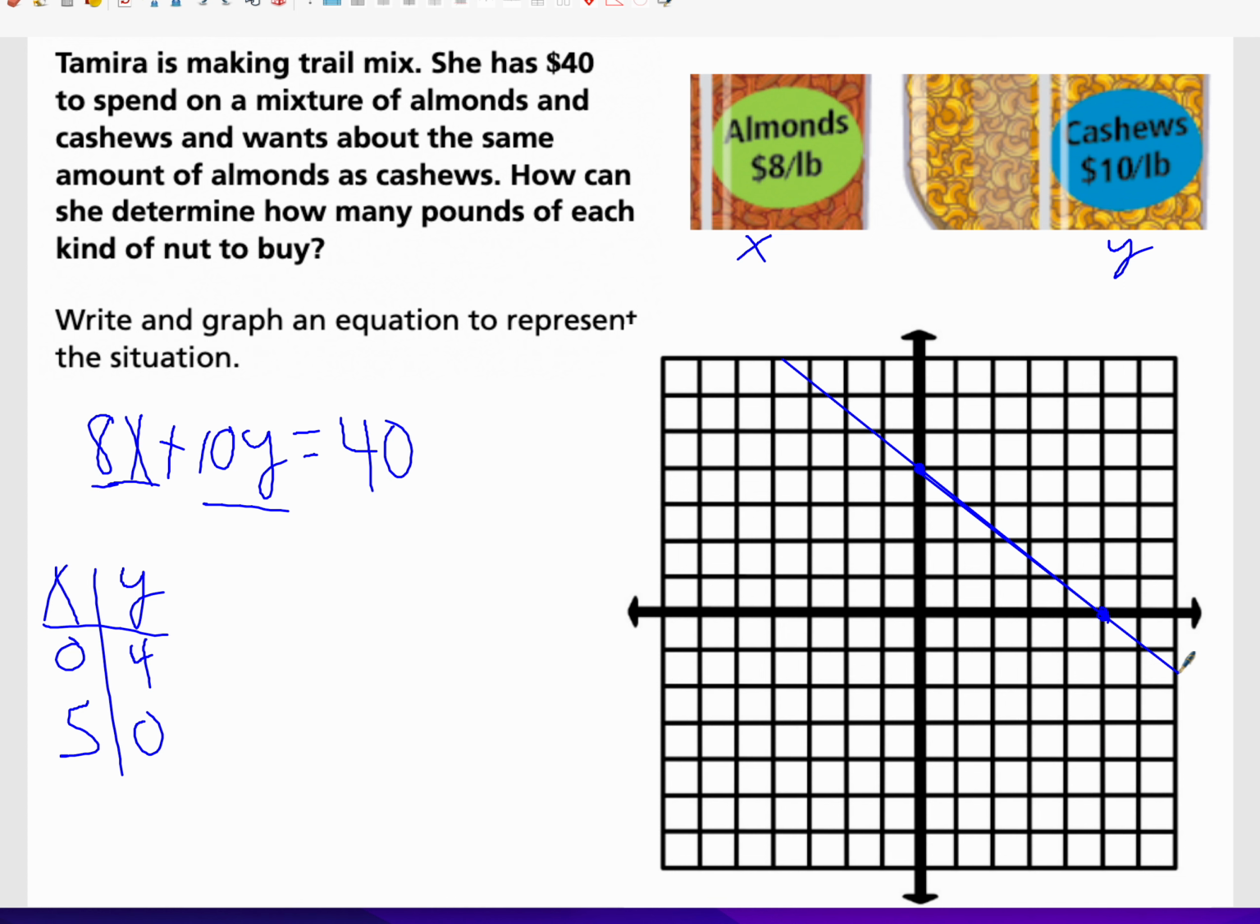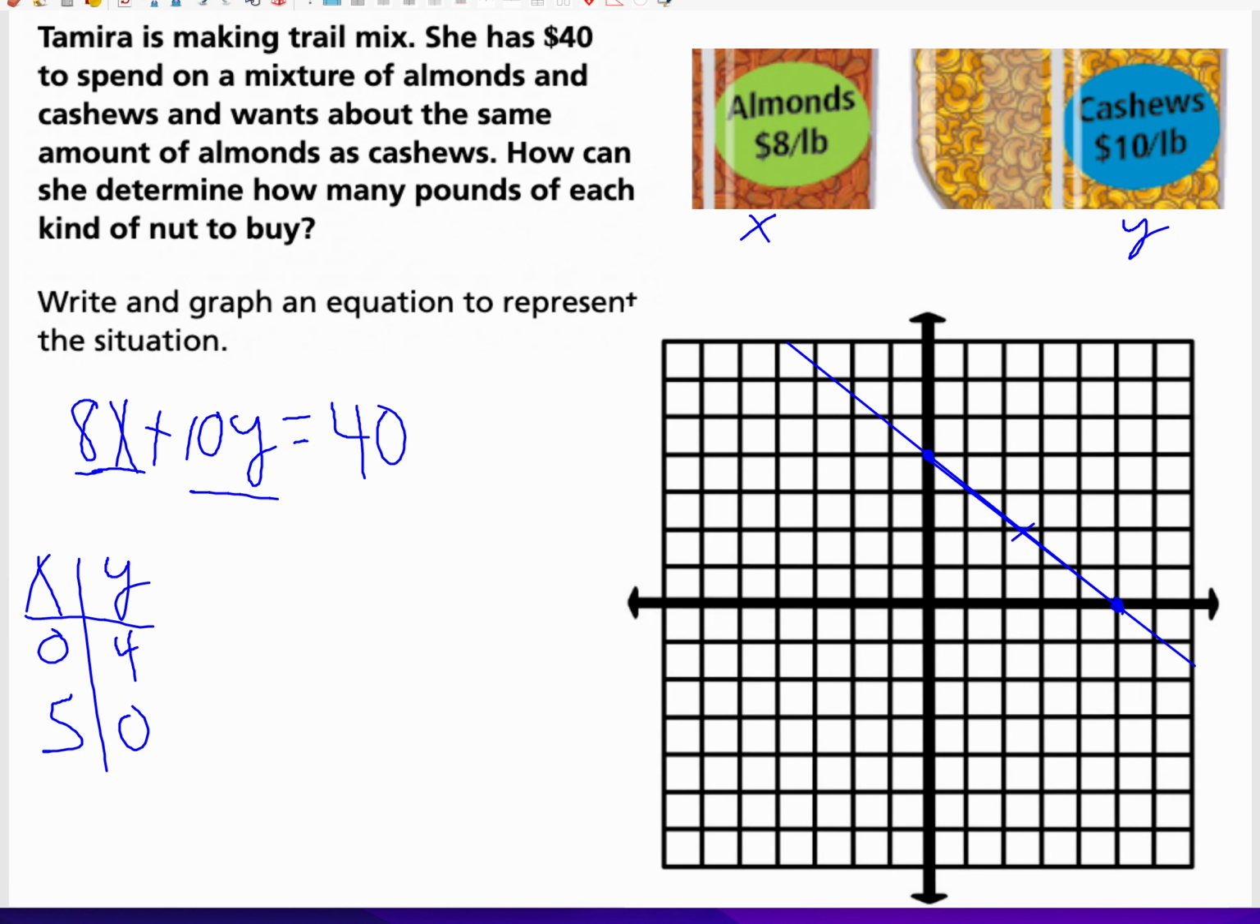Just by like, you know, we could kind of look. The middle of the graph is about right there, right? I don't have the right writing tool selected. There we go. Middle of the graph is about right there. Almonds is X, about 2.5 pounds of almonds and 2 pounds of cashews would put us about right there. So 2.5 almonds would be $20, and then 2 pounds of cashews would be $20 more. That'd be $40. Hey, that's pretty good. All right, we did it.